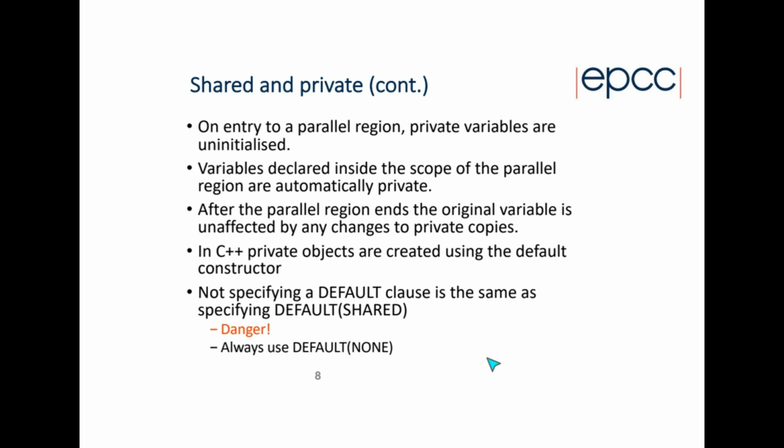This mechanism all works for objects in C++. If you declare an object in a private clause, then you get a new copy for every thread, and that's going to be created using the default constructor for the class.